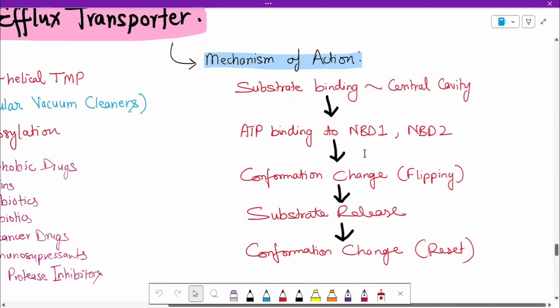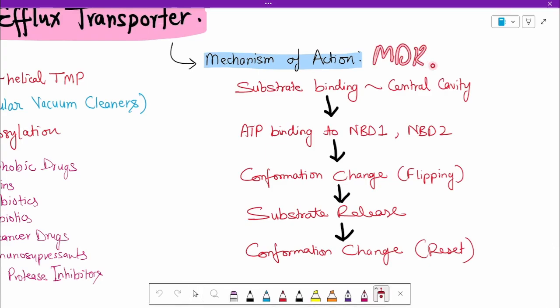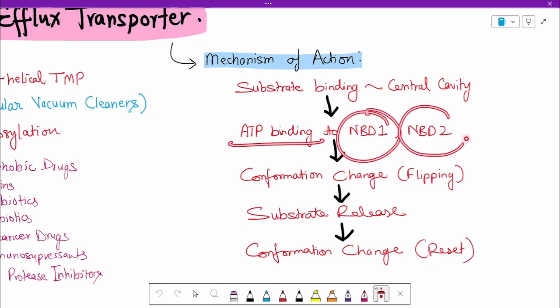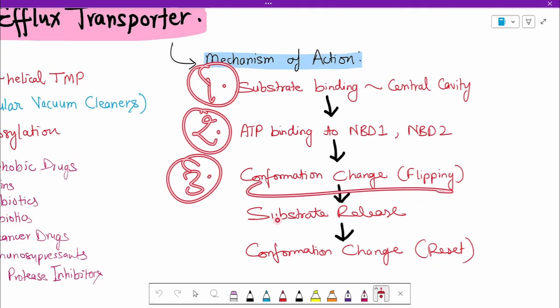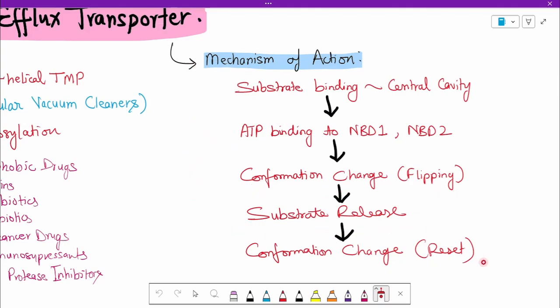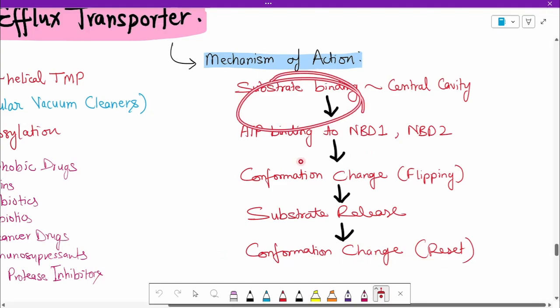What is the mechanism of action of these MDR1 proteins? First of all, the substrate binds to the central cavity because it is a 12-pass transmembrane protein. ATP binds to nucleotide binding domain 1 and nucleotide binding domain 2. Now keep in mind that the structure is similar to what we saw earlier as the generalized structure of ABC transporters. So first, we have substrate binding. Second, we have ATP binding. Third, it leads to conformational change and the substrate will be released outside. The protein flips back and resets its conformation. What is the substrate? The substrate is all these drugs.